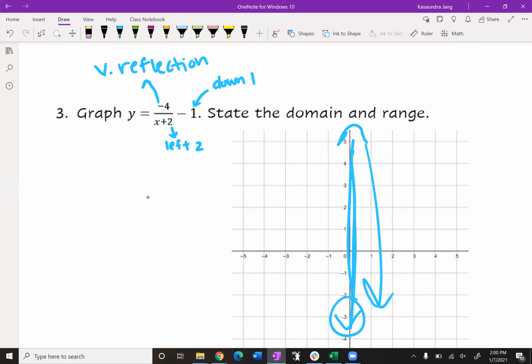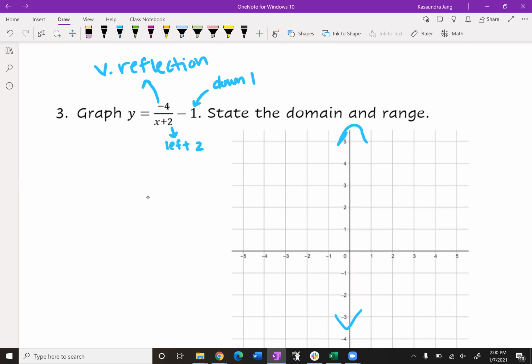That's not going to change. So the reflections haven't really done much. The stretch and shrink hasn't really done much to the asymptotes. But shifting left and right, that will change this vertical asymptote. If I shift this either way, it will change where that vertical line is.